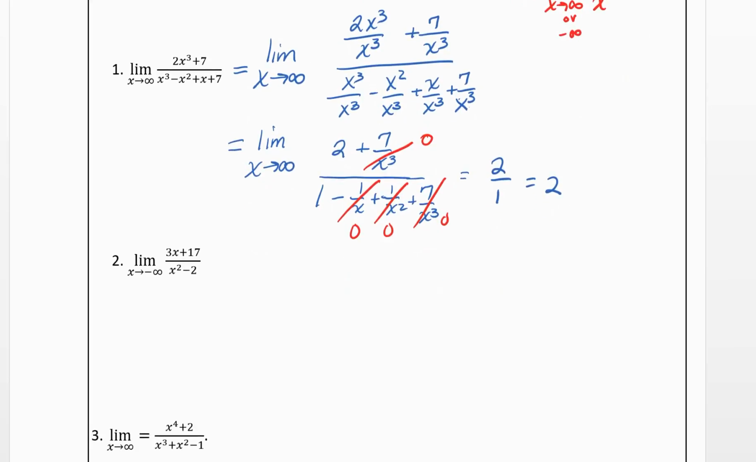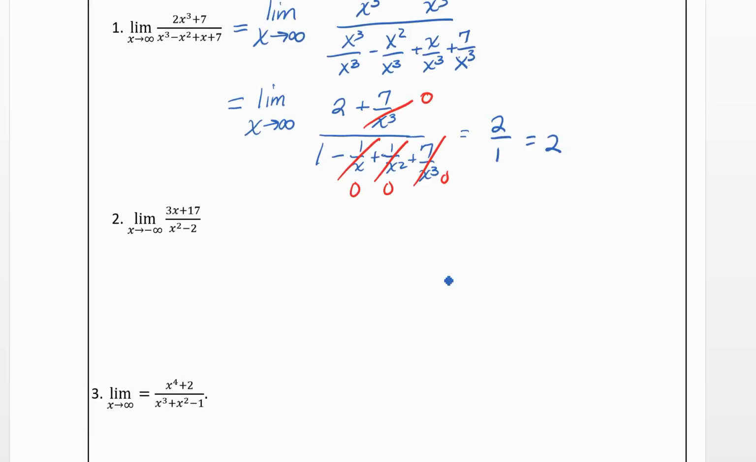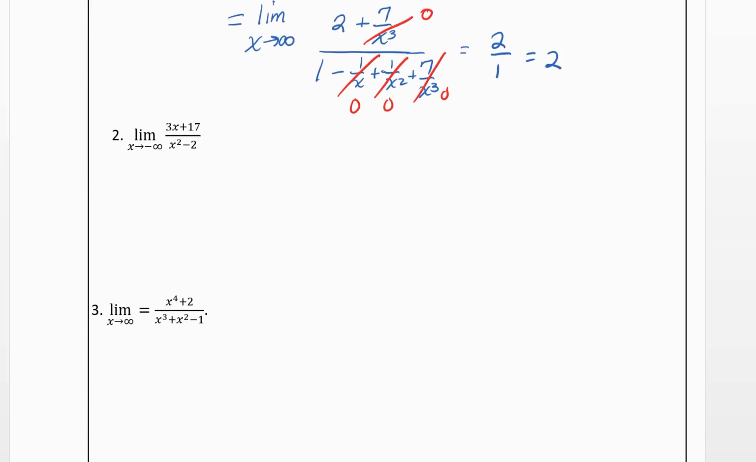Okay, let's do number 2 here. So here we've got the limit as x goes to negative infinity of 3x plus 17 over x squared minus 2. So here we can divide everything by x squared. And the negative infinity actually doesn't impact anything at all. So we're going to have 3x over x squared plus 17 over x squared over x squared over x squared minus 2 over x squared.